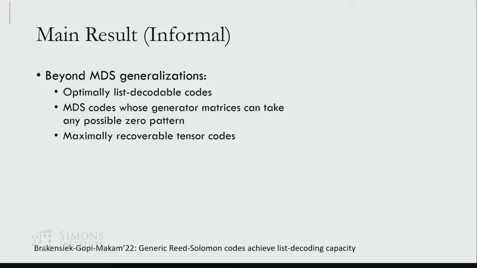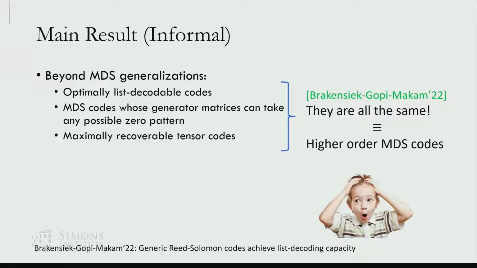So we have seen different kinds of beyond-MDS generalizations, which are optimally list decodable codes, codes which attain all possible zero patterns in their generator matrices, and codes which are maximally recoverable tensor codes. And our main result is that they're all the same. And this is the same notion I showed in the beginning, which is about this intersection of these column subspaces. That is the main result in this paper. And it was very surprising to us that these are all connected and it's the same object.